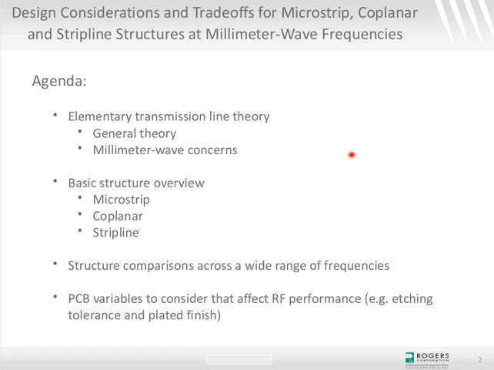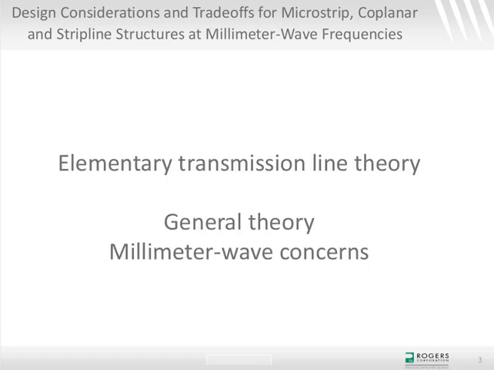So the basic structure: looking at microstrip, coplanar, and stripline, and then after that, we'll look at some comparisons of these different structures across a pretty wide range of frequencies. And then finally, we'll end up talking about some of the variables due to printed circuit board fabrication and how that can affect RF performance.